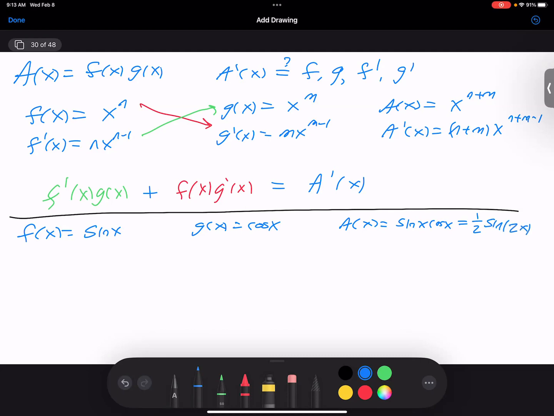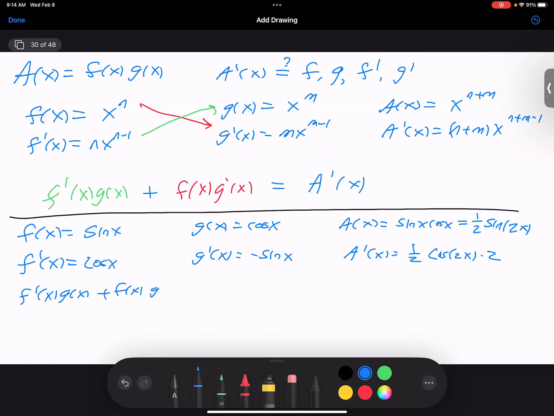And so if we assume we know some trig, f prime of x, the derivative of sine, is cosine of x, g prime of x would be minus sine of x, and then a prime of x would be 1/2 the derivative of sine, which is cosine of 2x times 2. Now, if we look at f prime of x g of x plus f of x g prime of x, okay, f prime g is going to be cosine squared x, f g prime is going to be minus sine squared x.